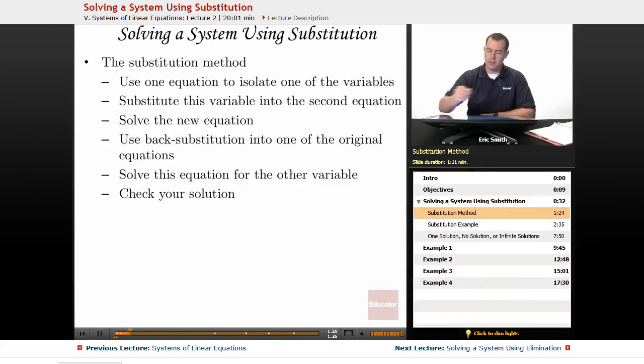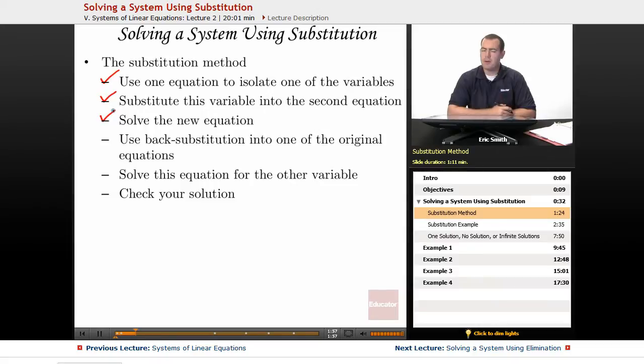In the substitution method, what we first end up doing is taking one of our equations and solving it for one of the variables. Once we've taken one equation and solved it for a variable, we'll substitute it into the other equation. Now what this will do is give us an entirely new equation with only one type of variable in it. And we'll end up solving for that one remaining variable.